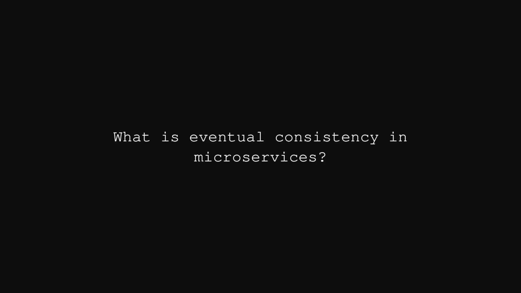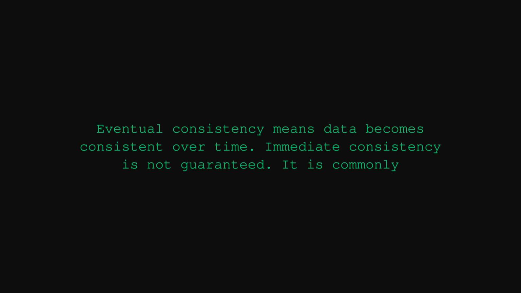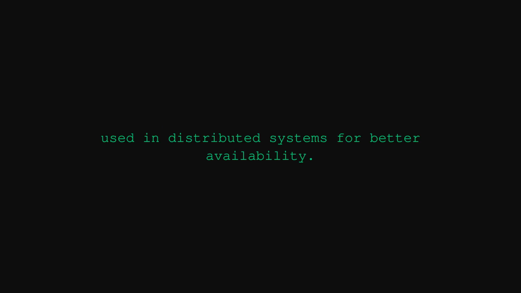What is eventual consistency in microservices? Eventual consistency means data becomes consistent over time. Immediate consistency is not guaranteed. It is commonly used in distributed systems for better availability.